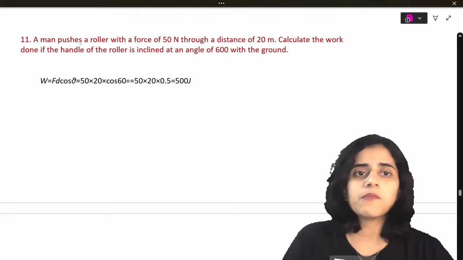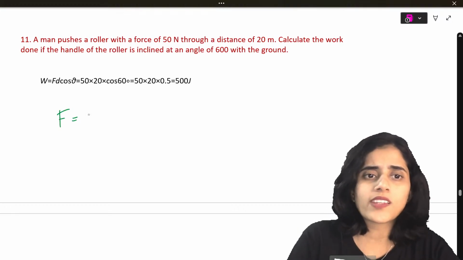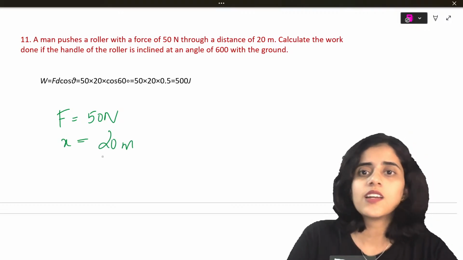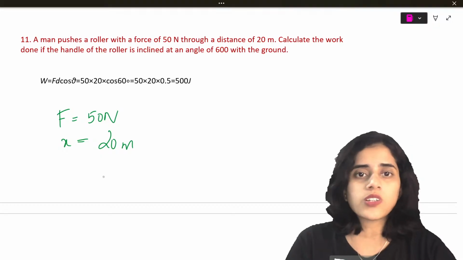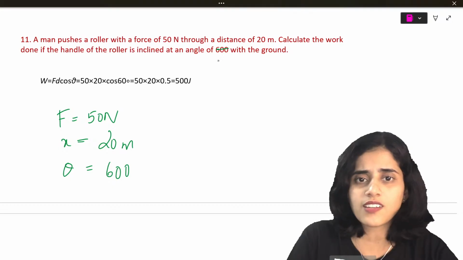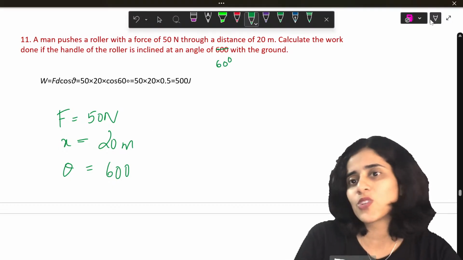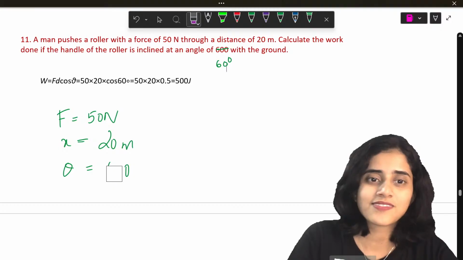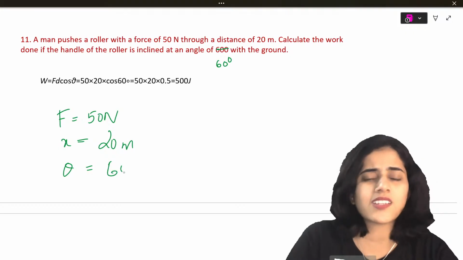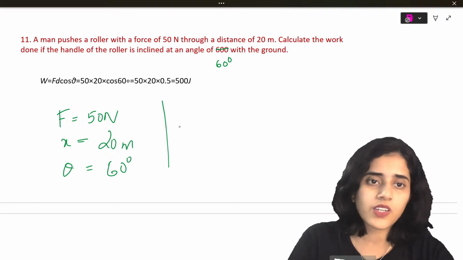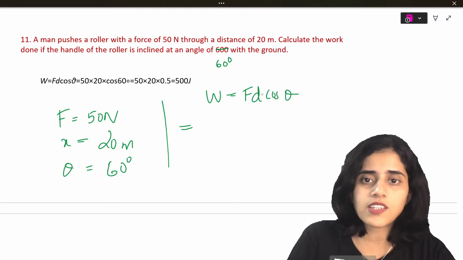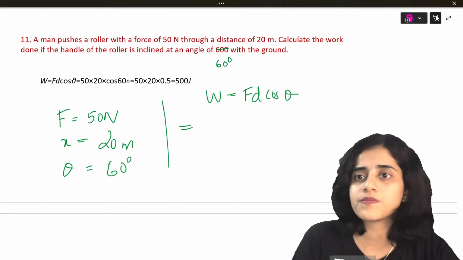Next question. A man pushes a roller with a force of 50 newtons. He pushes it for a distance of 20 meters. Calculate the work done if the handle of the roller is inclined at an angle of 600. No, this is not 600. This is definitely 60 degrees. You can't get 600 degrees. There's a mistake in the question. Not a mistake, it's just a typo. 60 degrees. So how will you find work done? Fd cos theta, or Fx cos theta.